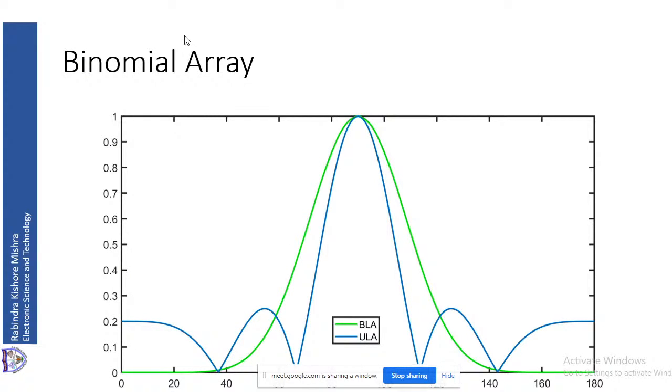So you can see uniform linear array versus binomial linear array. Binomial linear array is green, uniform linear array is blue. You can see binomial has no zeros, no side lobes, nothing is there, but its beam width is wider compared to the uniform linear array. On the other hand, the uniform linear array has side lobes and zeros. They have their advantages and disadvantages, which we have already discussed. Practically, people do not use binomial array because directivity is degraded there.